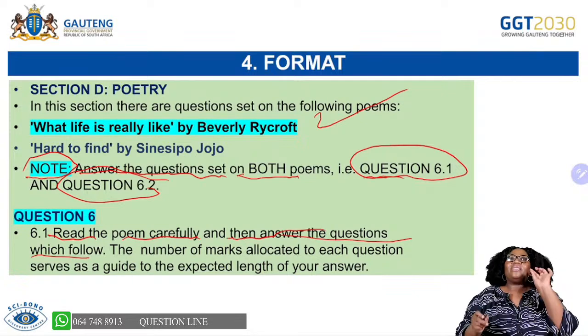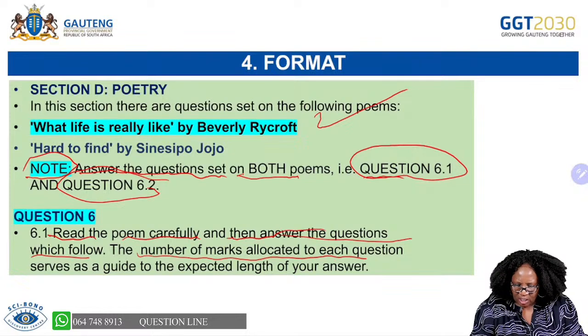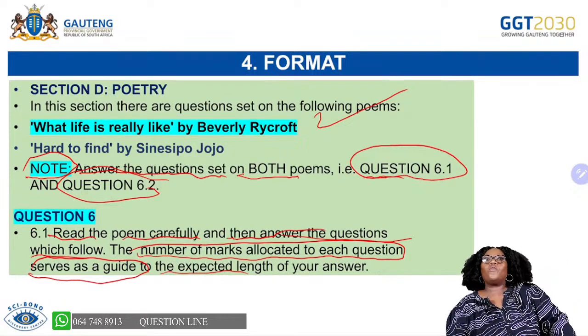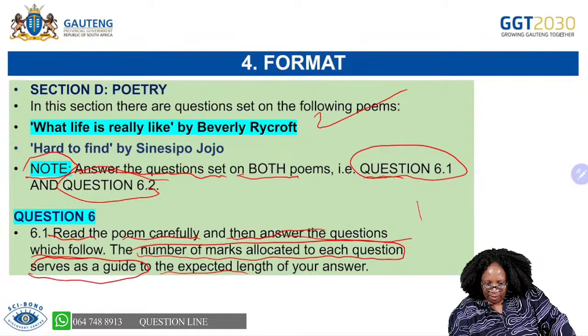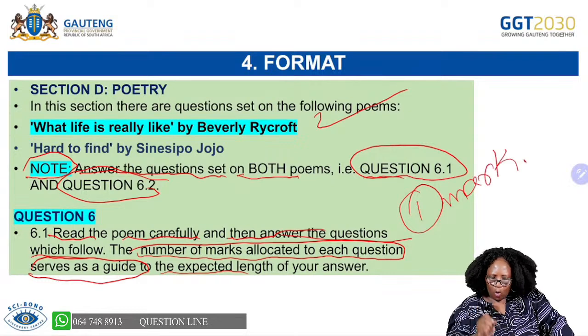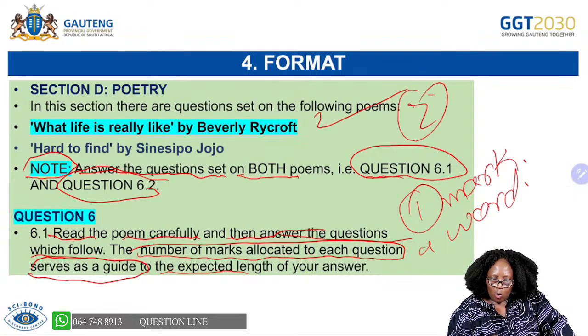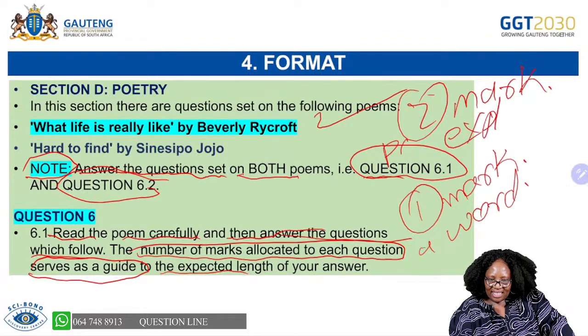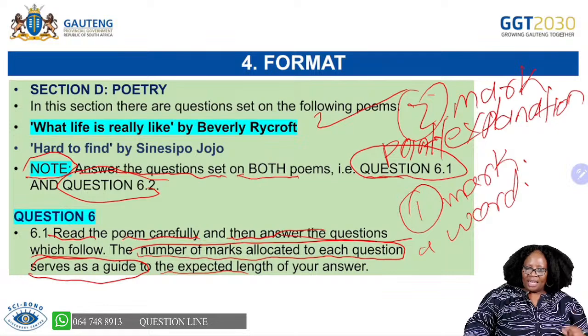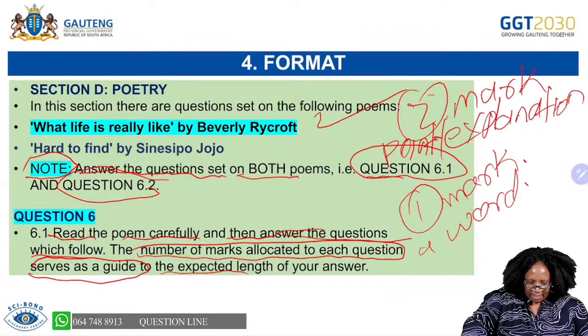Important to note, the number of marks allocated to each question serves as a guide to the expected length of your answer. If you have 1 mark, you're going to write very little. You're either going to have 1 sentence or a word if they ask you to provide a word. If you see 2 marks, normally you will give a point followed by an explanation for you to earn the 2 marks. So the marks determine the length of your response.